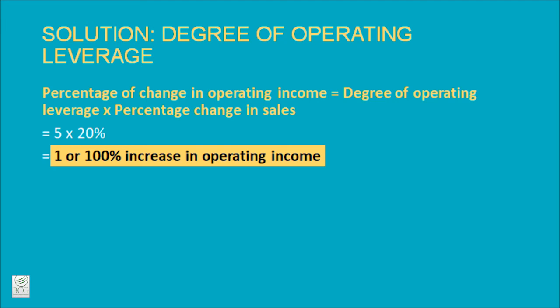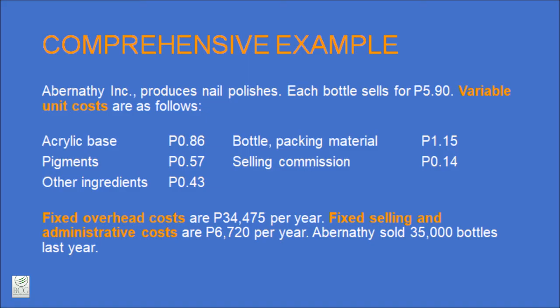Now with all those topics, we're going to have one last comprehensive example. Now the comprehensive example is next. So Abernathy Incorporated produces nail polishes. Each bottle sells for 5.90 pesos, and the variable unit costs are as follows: acrylic base 0.86, pigments 0.57, other ingredients 0.43, bottle or packing material 1.15 pesos, selling commission 0.14 pesos.